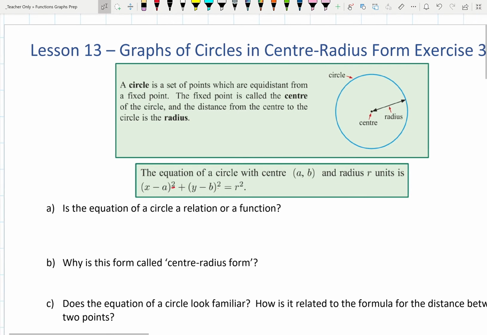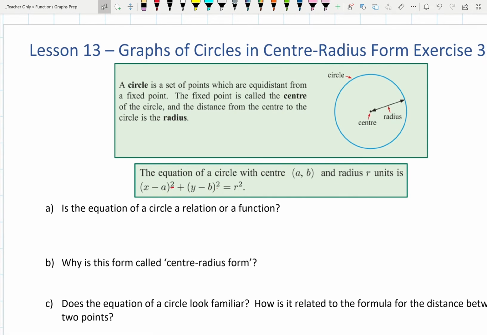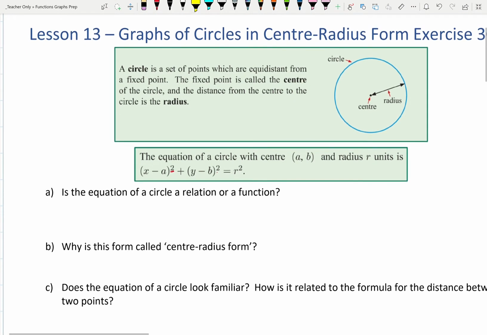Lesson 13, we're having our first look at graphs of circles, and as always mathematicians like to represent the same information in different ways. So the first way that we're having a look at is centre radius form. The mathematical definition of a circle is the set of all points which are equidistant from a fixed point. So our centre is the fixed point. The radius is the distance that every other point is from the centre point, and then the circle is all of those points.